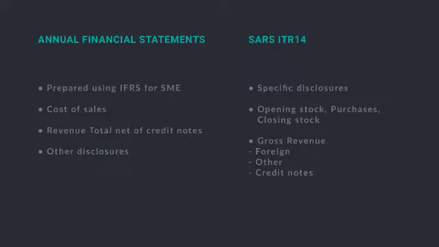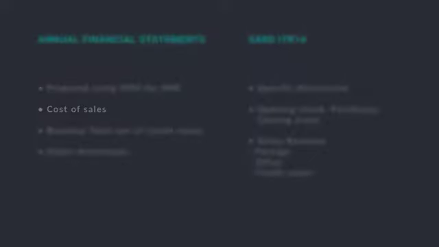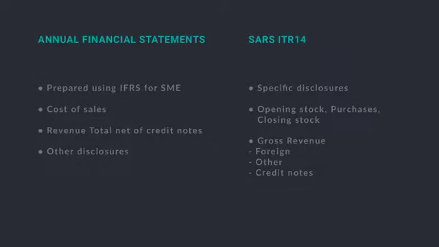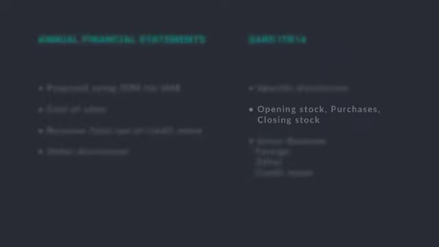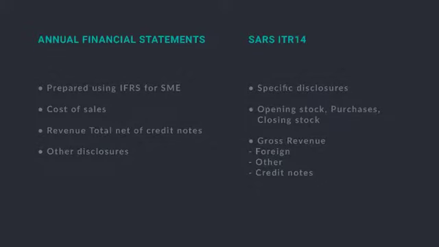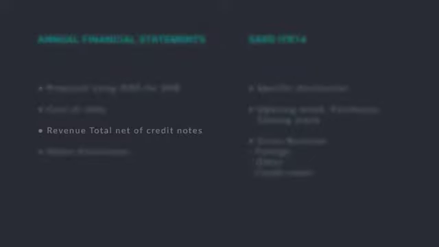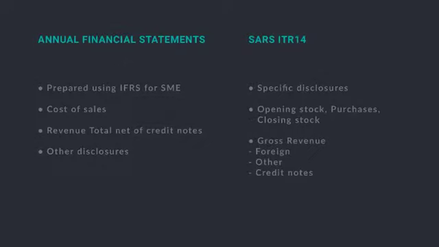In the accounting framework that we use, we might just have cost of sales as a reported item. But in some of the ITR14s, SARS wants opening stock, purchases, and closing stock. Now, we don't want to change our financial statements just because of the SARS ITR14. That's not necessary. And I'm going to show you just now how that all fits together. Same with revenue. Our total revenue would be net of credit notes, whereas in some of the ITR14s, they want gross revenue and they want to see what the credit notes were. Now, we don't want to report those as two line items in our financial statements, but SARS wants that information, so we have to give it to them.